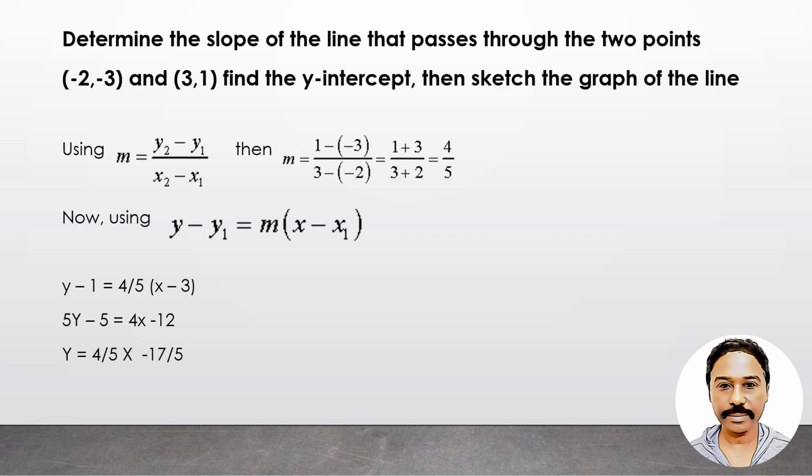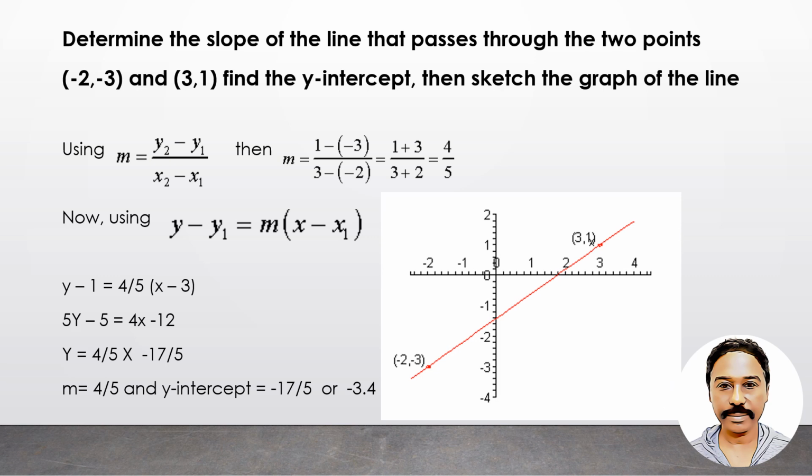So first we took -5 to the other side, so we have -17, then we divide everything by 5 to have y equals 4/5, which is the slope, times x minus 17/5, which is the intercept of the y-axis. So we can say that the slope is equal to 4/5 and the y-intercept is equal to -17/5, or we can write it as a decimal, which is -3.4.